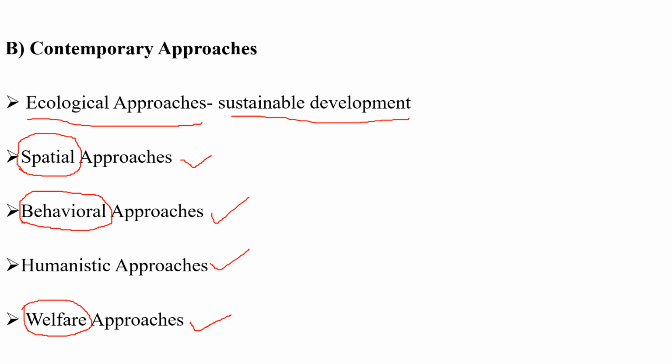Okay, so in the contemporary approaches we focused on the ecological approach, then the spatial approach, then the behavioral approach, then the humanistic approach and the welfare approach. Thank you very much.